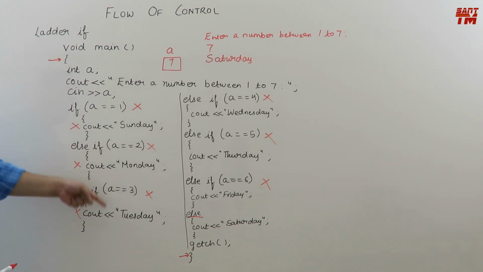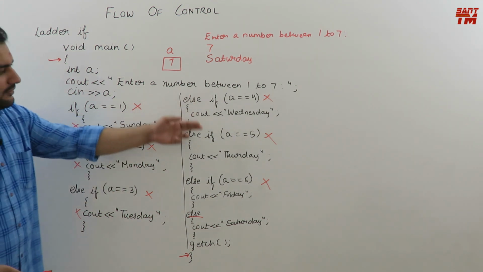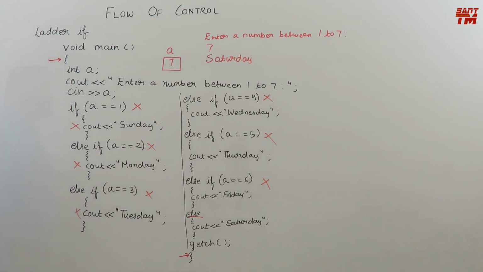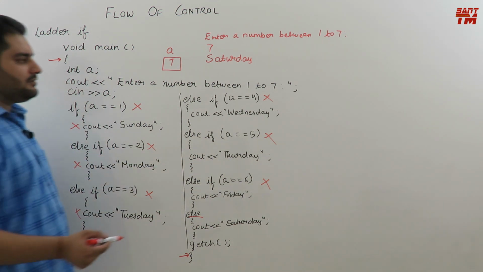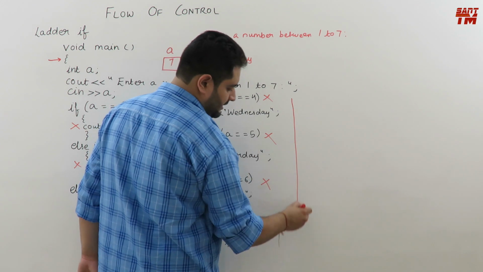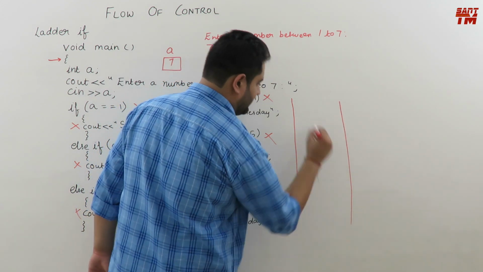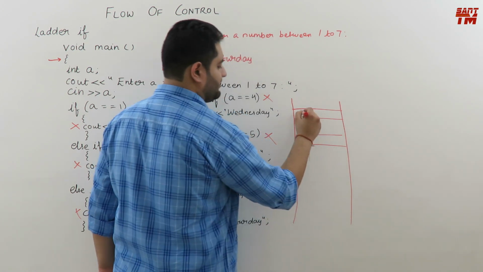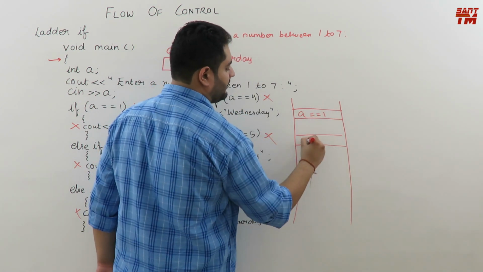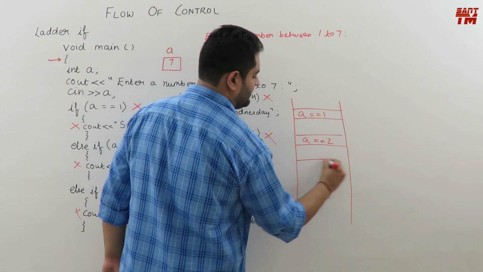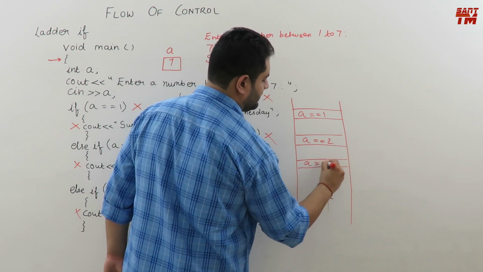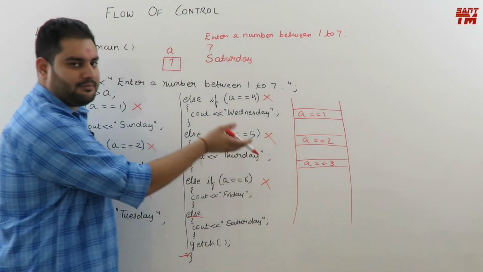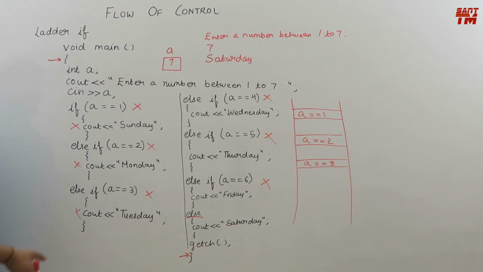We are checking many conditions like 1, 2, 3, 4, 5, 6. A total of 6 conditions are being checked in this program. So why do we call it a ladder if? Suppose you have a ladder and you have steps in between. Then these steps represent the conditions a equals 1, a equals 2, similarly a equals 3. So we have a ladder, steps of conditions in our program, so we call it the ladder if concept. This is the way to write a ladder if program.